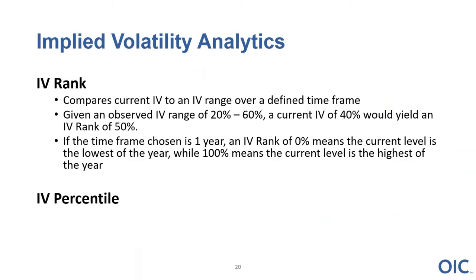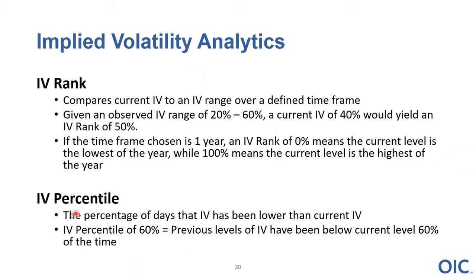It does include all of those observations, and it is the percentage of days that implied volatility has been lower than the current level. If you see an eyeball percentile of 60%, that means previous levels of implied vol have been below the current level 60% of the time. This includes all of the observations within the time frame.